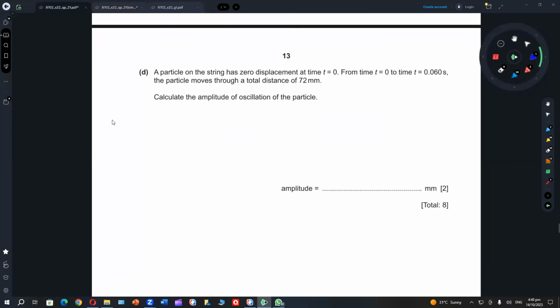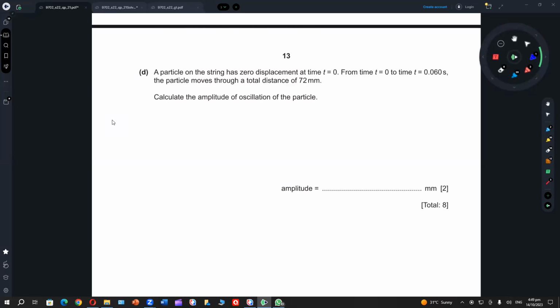A particle on the string has zero displacement at time 0. From 0 till time 0.06 seconds, the particle moves through a total distance of 72 millimeters. Calculate the amplitude of oscillation. Now, how do we do such a question? We know that the particle will be moving up and down, and the total distance the particle has traveled is 72.